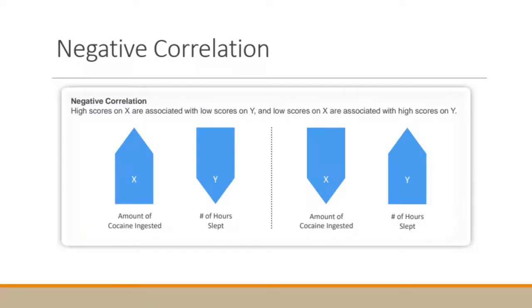Negative correlation is high scores on X associated with low scores on Y, and vice versa. The amount of cocaine ingested decreases the number of hours needed for sleep, and the other way around. Those are negative correlations.